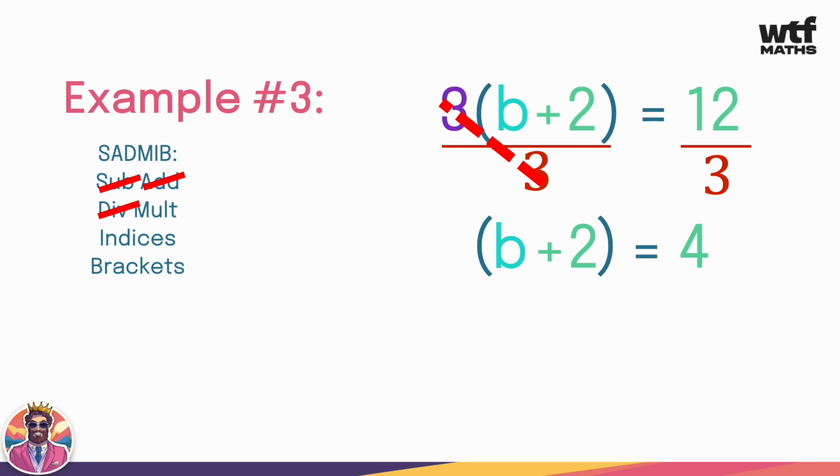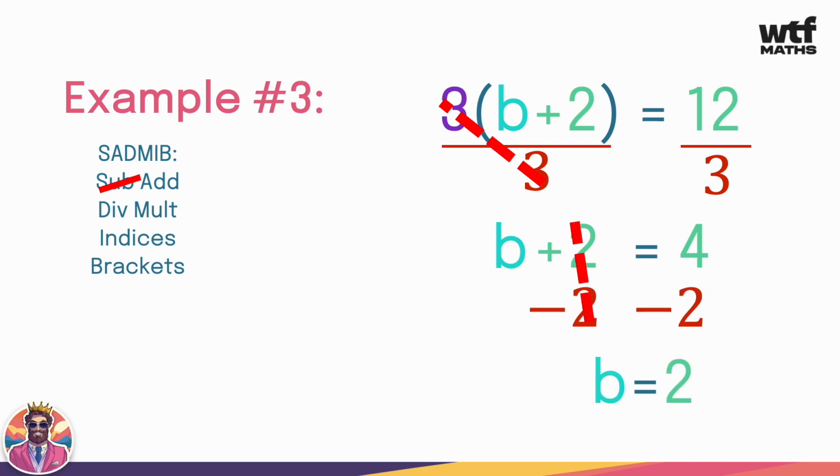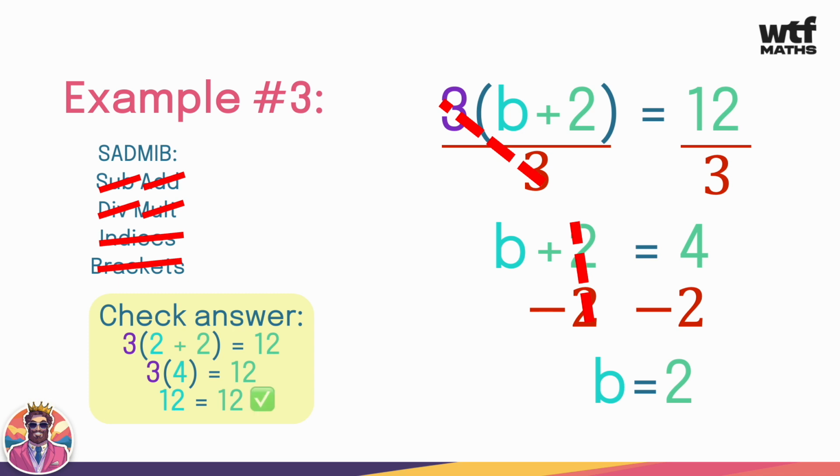So, do we need the brackets anymore? No, we don't need them anymore because there's nothing before or after. So, we can get rid of our brackets and just restart the process. How do we get rid of a plus 2? We take 2 away from both sides. So our final answer is b equals 2. That's what we just had before. We know the answer's right. Now we got the same answer as we did before, which is awesome.